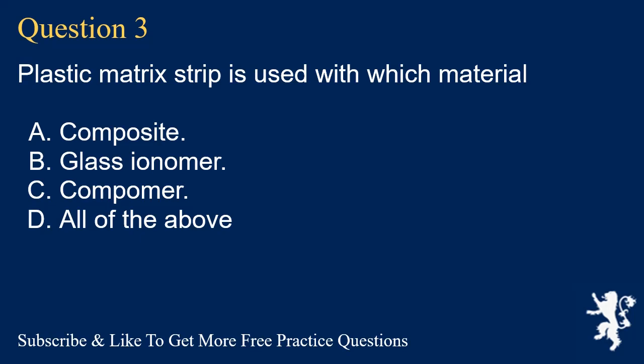Question 3. Plastic matrix strip is used with which material? A. Composite. B. Glass ionomer. C. Compomer. D. All of the above. Answer, D. All of the above.